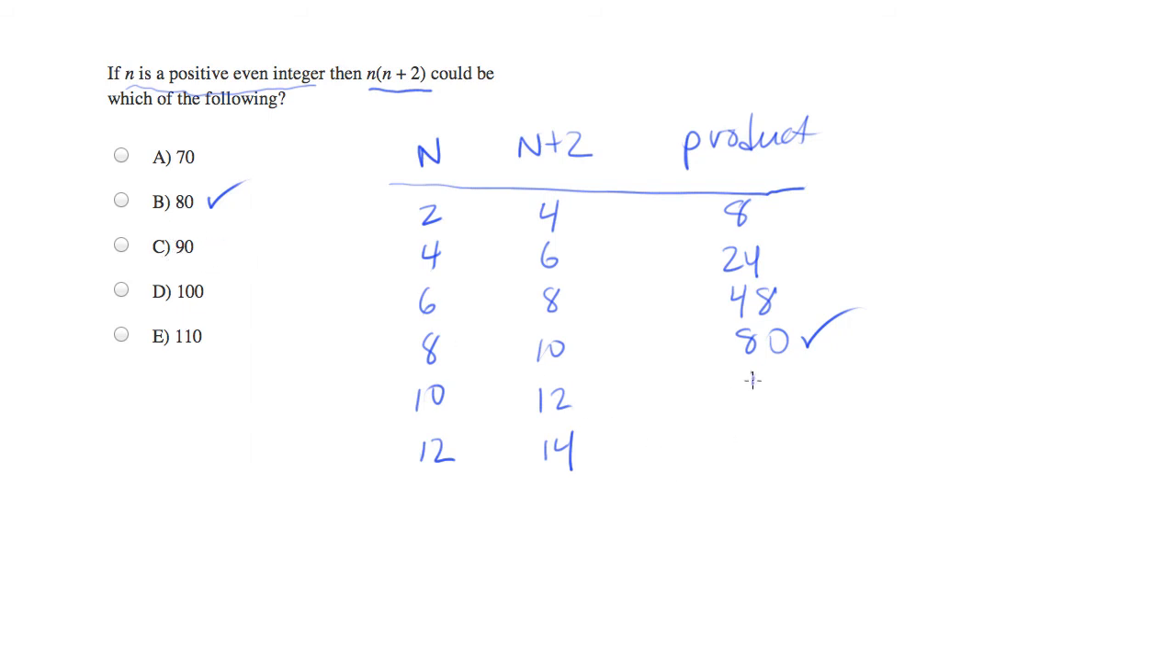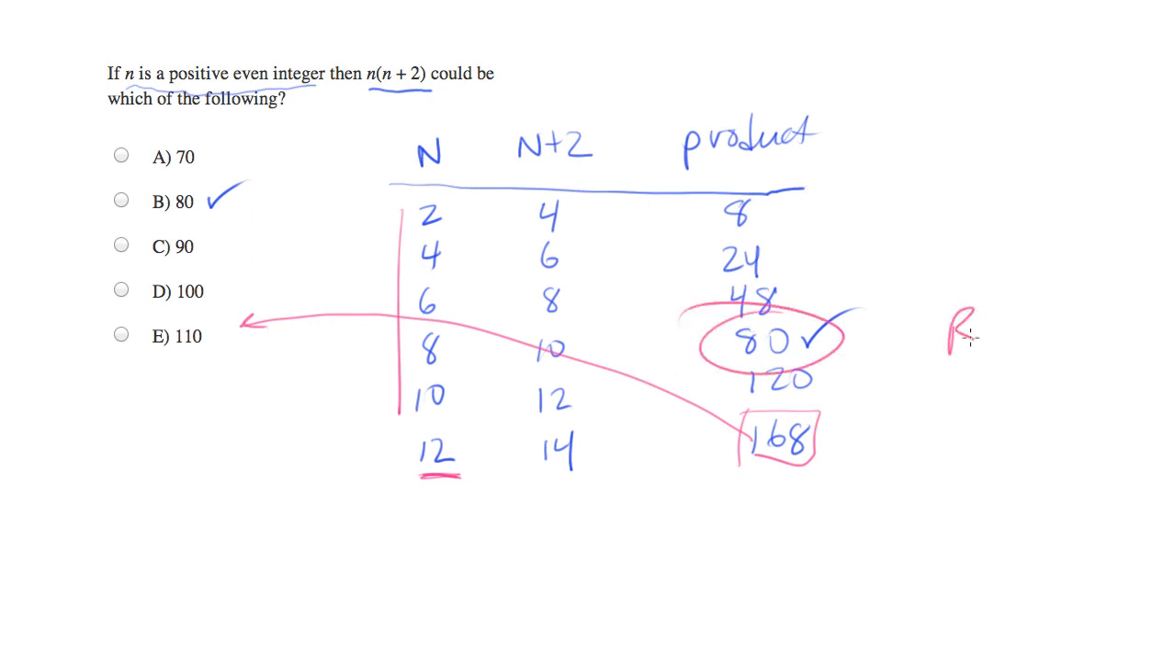If you kept going, we'll see 10 times 12 is 120. And 12 times 14 is 168. So just by going up to 12 on the N column, we already have numbers which are bigger than the highest answer choice. So you actually have to do 6 calculations to do the whole list. So best to just write it out, get the answer B.